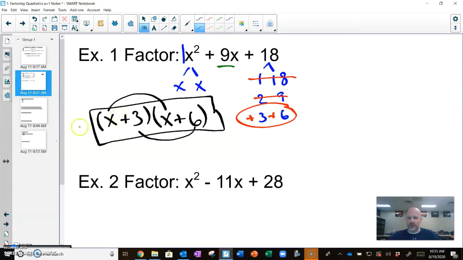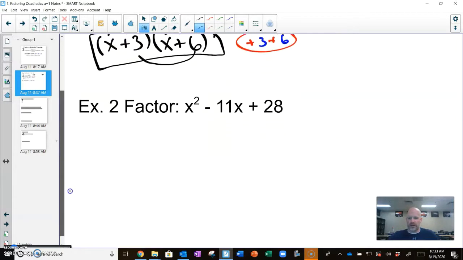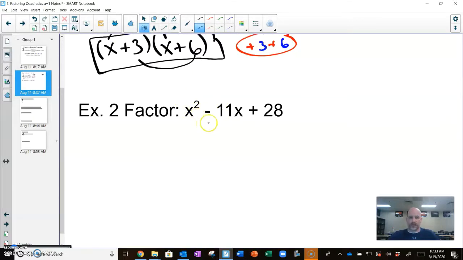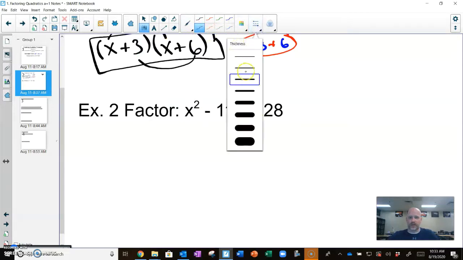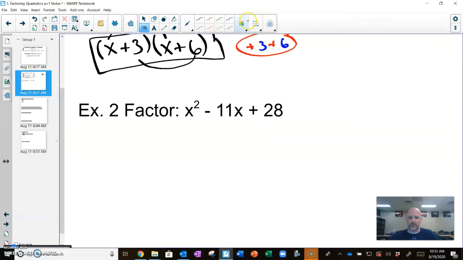If we look at the next one, example 2, we're going to factor x squared minus 11x plus 28. We're going to go through and take a look at the same thing, only I'm going to try and make my lines a little bit thinner. So I'm going to take a look at 28 and list all the factors I can think of for 28. I've got 1 and 28. I've got 2 and 14. I've got 4 and 7, and that's about all I can think of for that number.